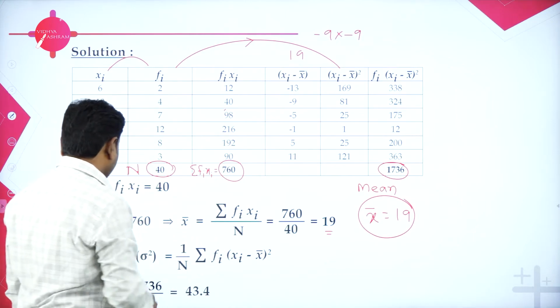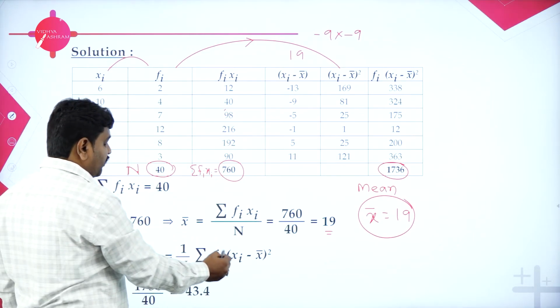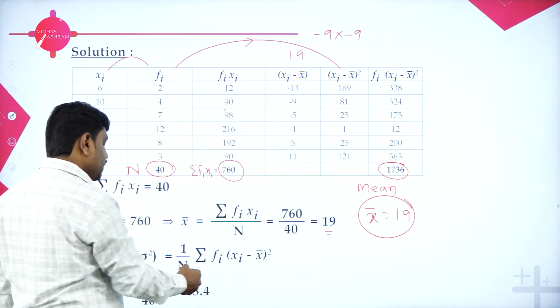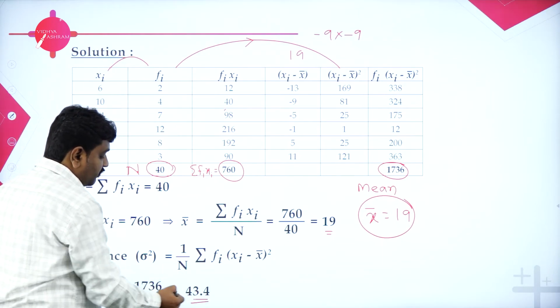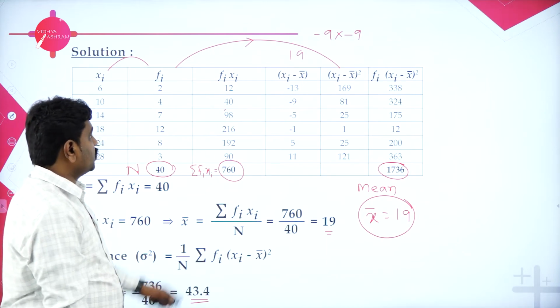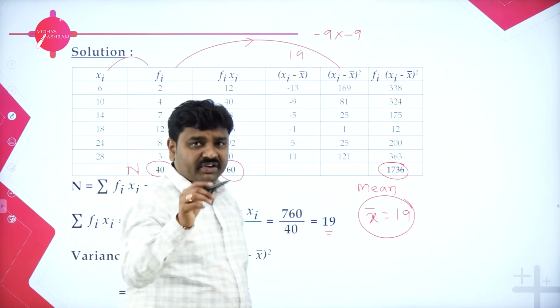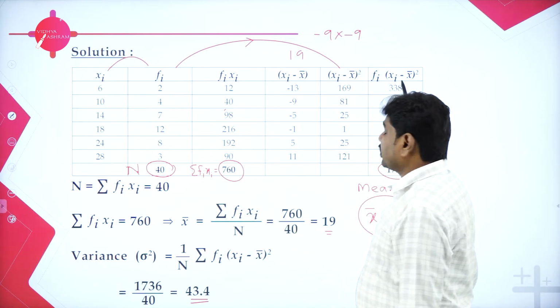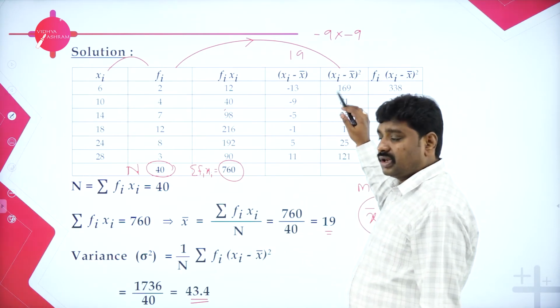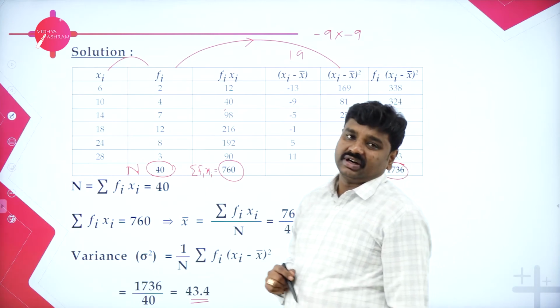Now substitute in the formula for variance. What is variance? Sigma fi into xi minus x bar the whole square by n. That is 1763 divided by 40. If you do, you'll get 43.6. So the entries of the table are xi, fi, fi xi, then we have xi minus x bar, then fi into xi minus x bar the whole square, and use this formula, you'll get it.